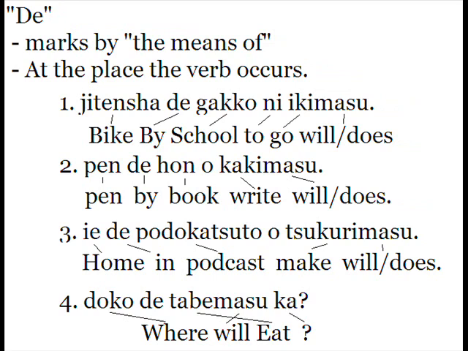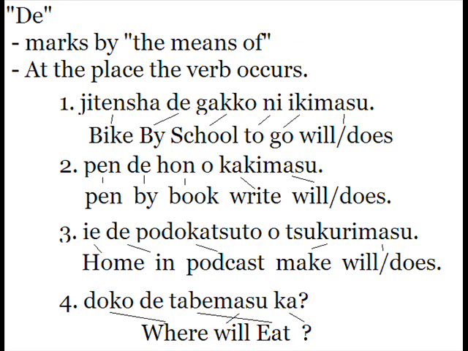Okay, number 3 and 4 are using de to indicate the place where something takes place. The place where the verb is going to occur. So, 家でポッドキャストを作ります。So we've got 家で, that's at home. Podcasto o, the podcast. I'm not sure if that's the right spelling, but I tried for it. Tsukuru is to make. So, tsukurimasu is will be made. So, at home, the podcast will be made. Or is made.